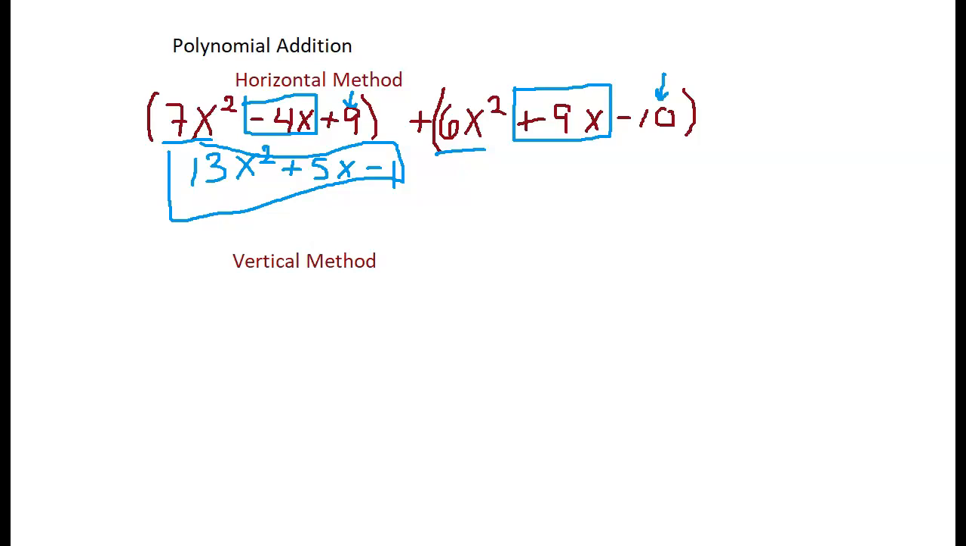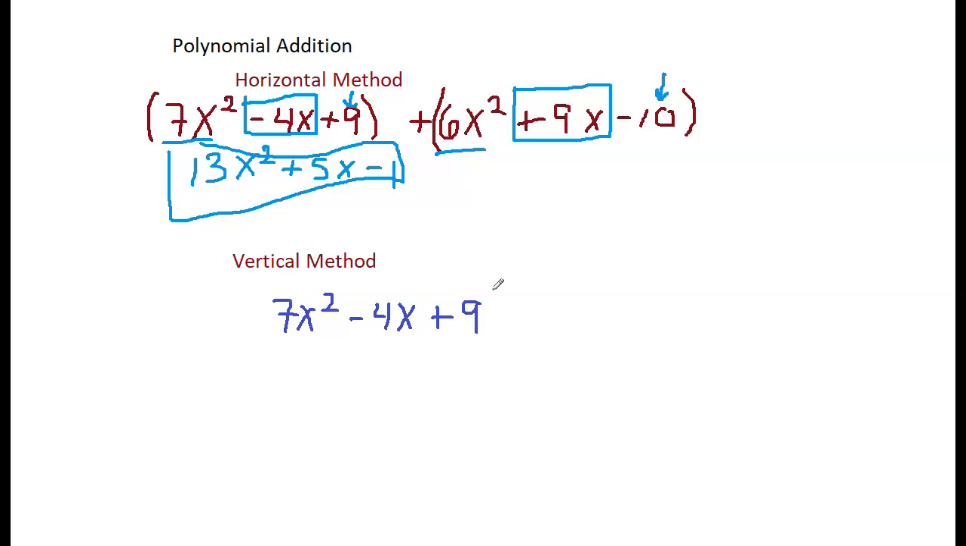All right, but I'm going to show you another method. We're going to use the same problem. All right, just to kind of show you that you're going to get the same thing. Maybe I can box that answer better, okay? I'm going to write the first polynomial down. So 7x squared minus 4x plus 9.